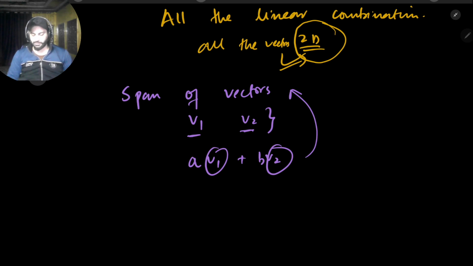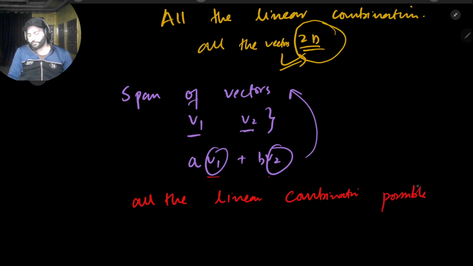Okay. So if I write the definition, what is the definition? Given a set of vectors v1, v2, up to vn, however many vectors there are, all the linear combinations possible, they are called the span of vectors.